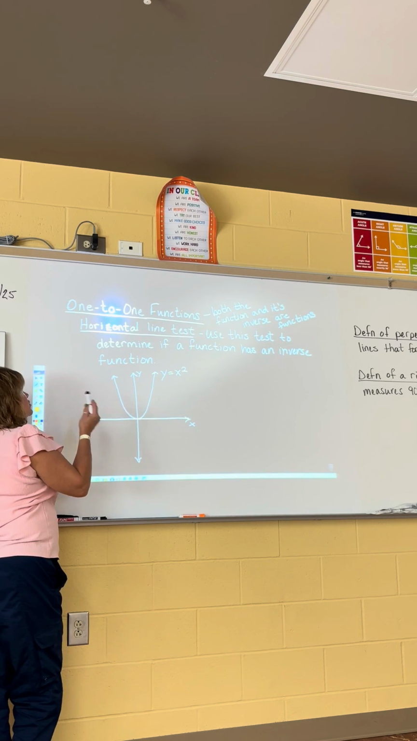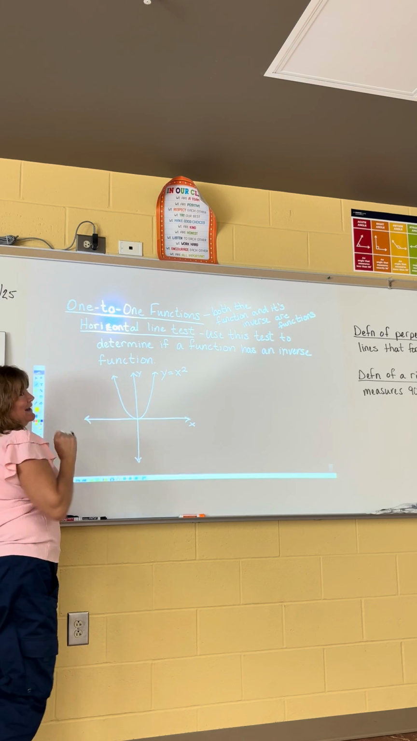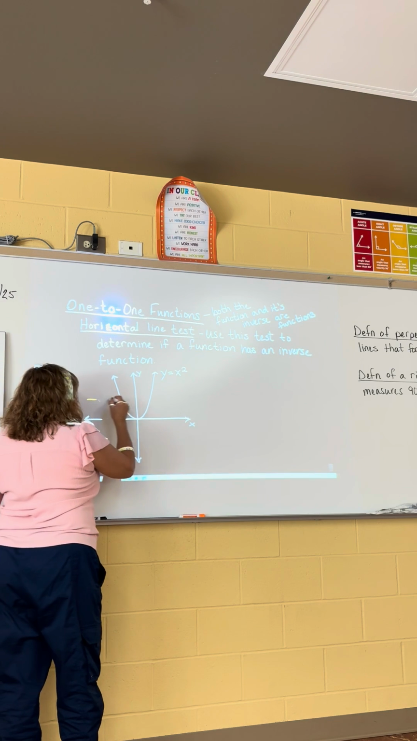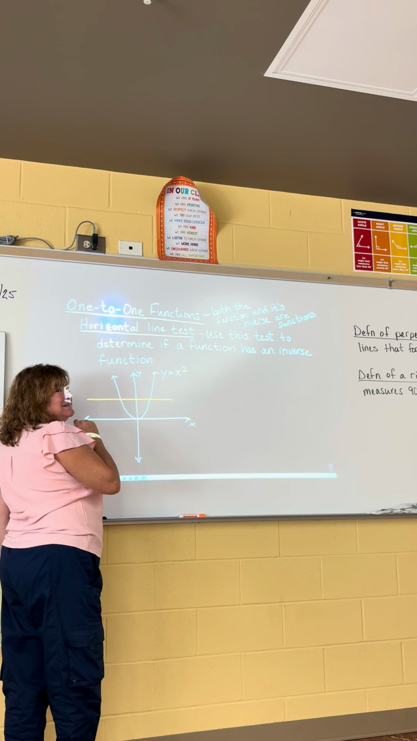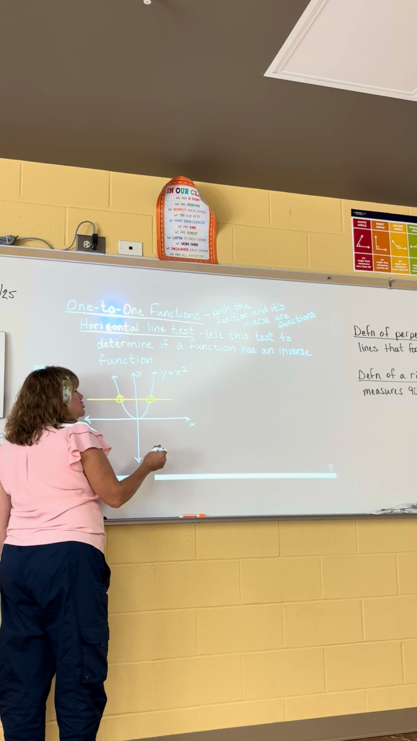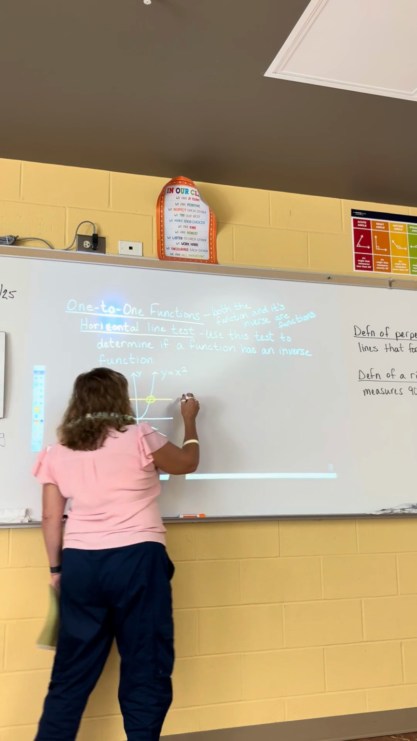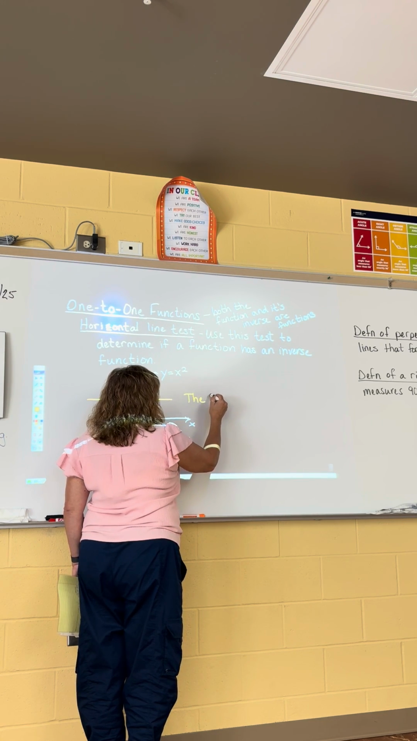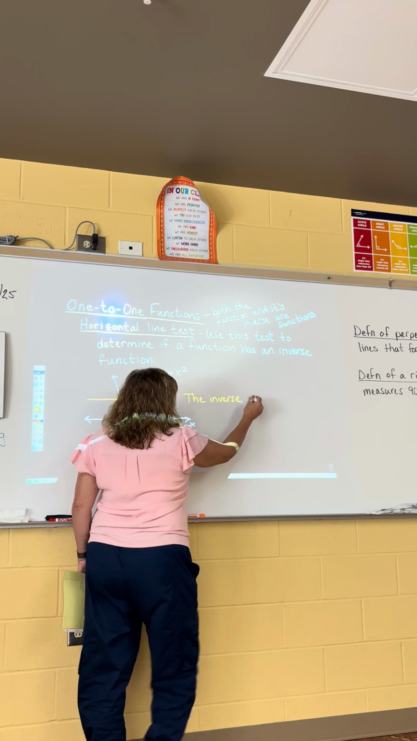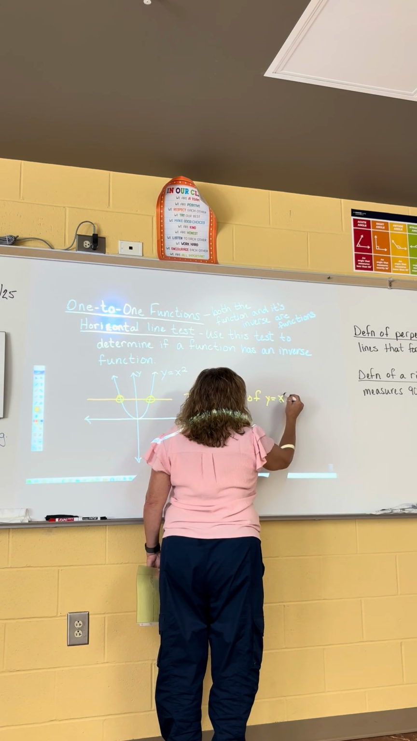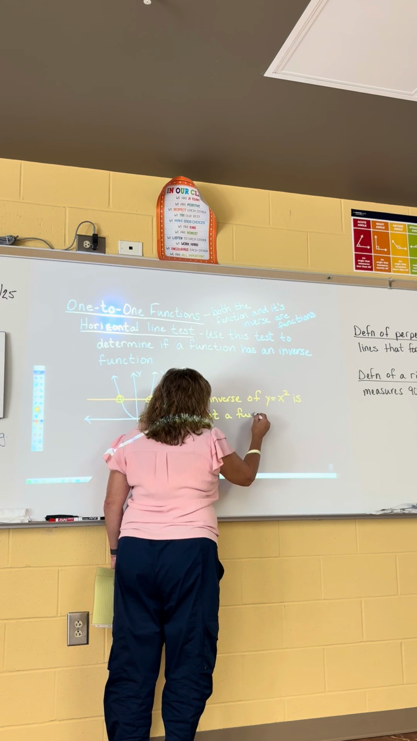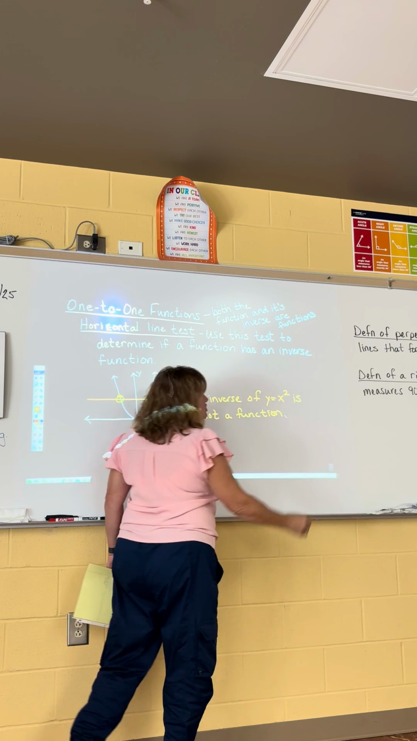So what we do is we use the horizontal line test to determine if a function is one-to-one. Does it pass the horizontal line test? No, it intersects the function in 2 points, which means the inverse of y equals x squared is not a function.